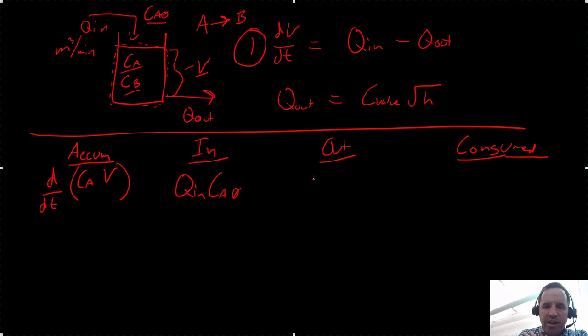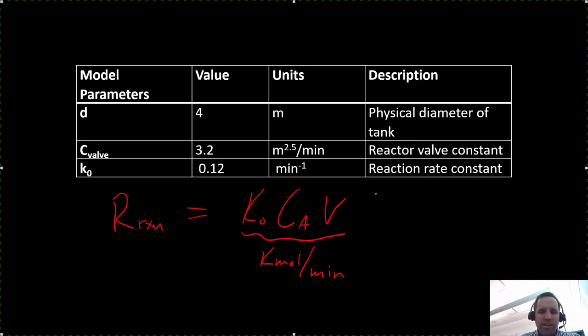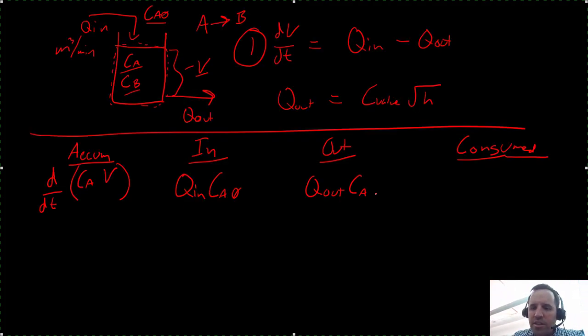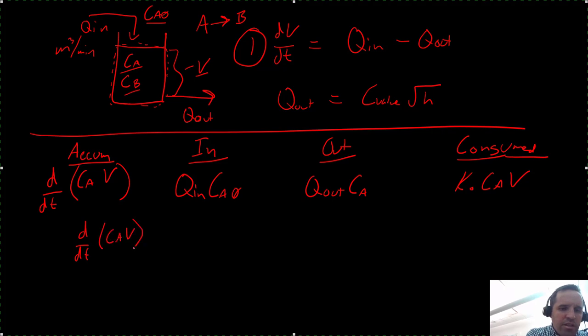Going out, we have Q out multiplied by the concentration of A in the reactor, so Ca. And then finally, what's being consumed, we go back to our reaction rate, and this is going to give us K0 times Ca times V. So now we will compile this equation, and we'll say that the rate of change with respect to time of this quantity is equal to in minus out minus what's being consumed.